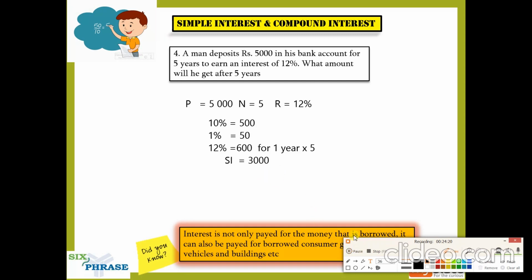This is not the answer. You have to find the amount that he'll get after 5 years. Amount, guys, is the sum of principal and simple interest, which will be 5,000 plus 3,000, which is 8,000. So this is the answer, 8,000.